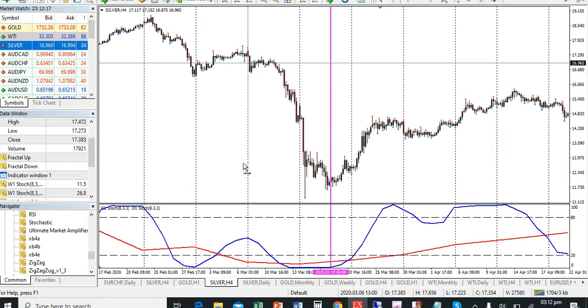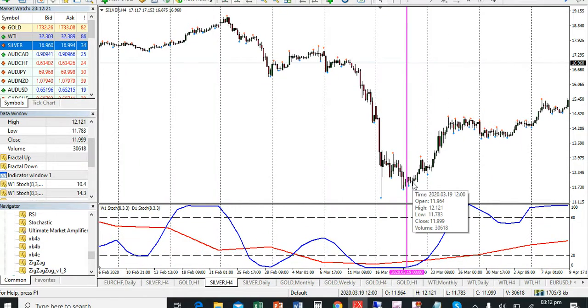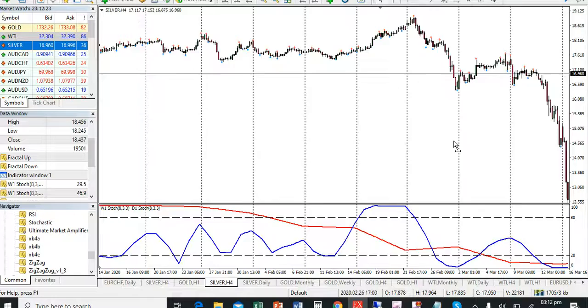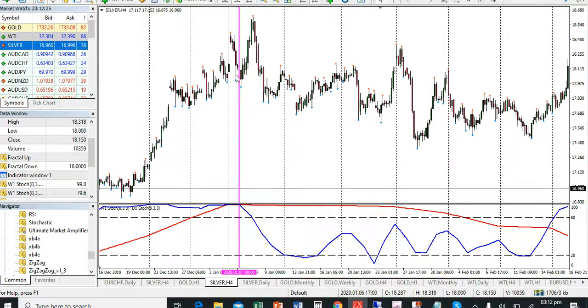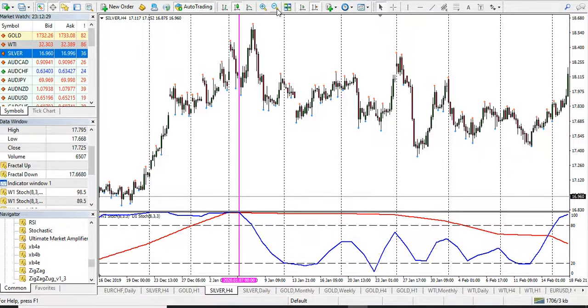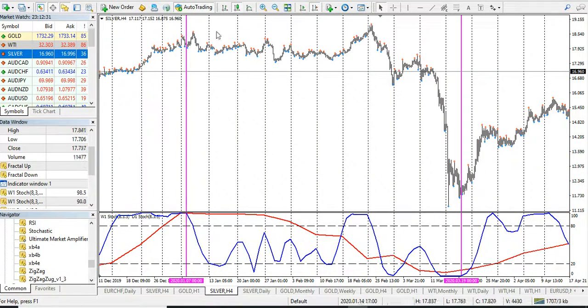Okay? So here, both are in the buy zone, so we want to look to buy. And here, both are in the sell zone, then we're going to look to sell. And we're going to sell or buy on the 4-hour time frame. We want to use a lower time frame to lower our risk.